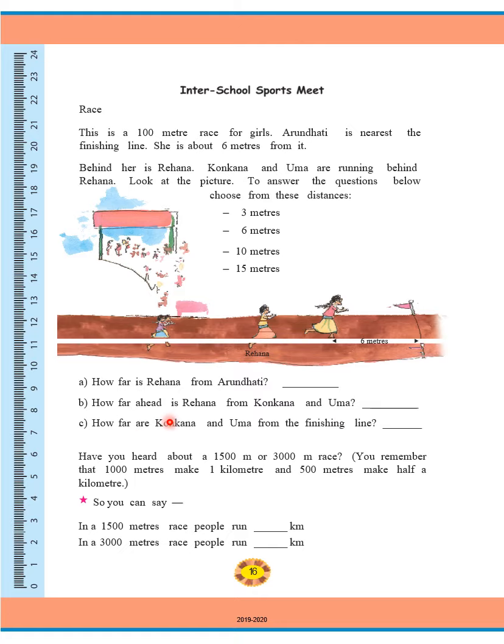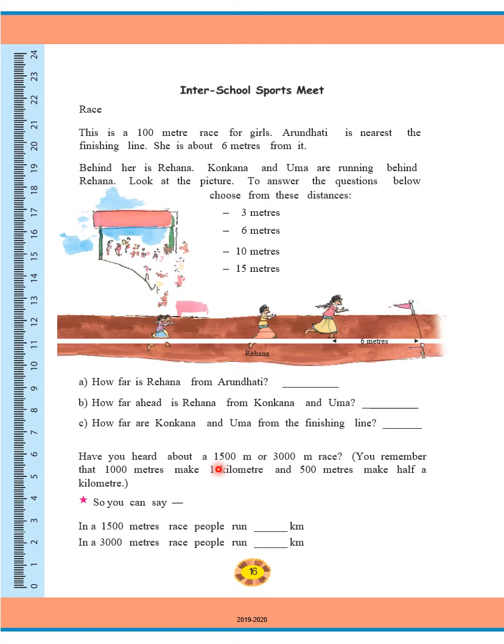Second question, how far ahead is Rihanna from Konkana and Uma? So the distance of Rihanna from Konkana and Uma is double the distance between Rihanna and Arundhati, and that is 6 meters. So Rihanna is 6 meters ahead of Konkana and Uma. Third question is, how far are Konkana and Uma from the finishing line? So if we add all these, 6 meters, 3 meters and 6 meters, the answer is 15 meters. This means Konkana and Uma are 15 meters from the finishing line.